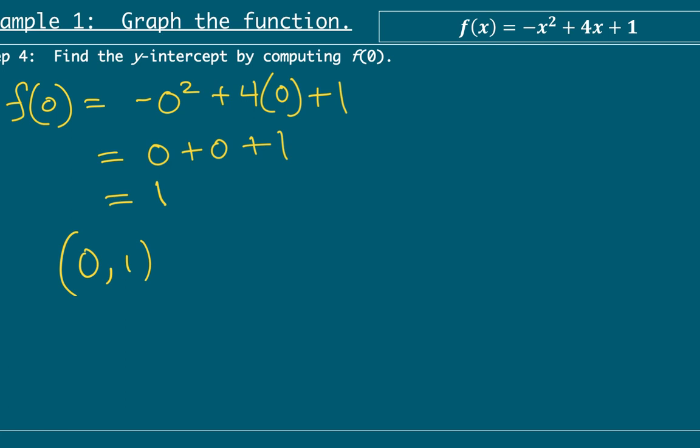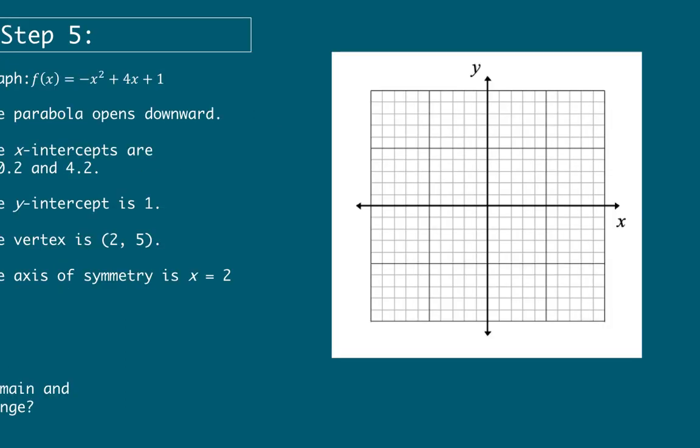So let's go ahead and graph it. I know my parabola opens downward. My x-intercepts are negative 0.2 and 4.2. The y-intercept is at 1, and my vertex is at 2, 5. The axis of symmetry is at x equals 2, because I know I'm going to go right down through this x point. I didn't calculate that, but I know that. And then we're going to look at what the domain and range is.